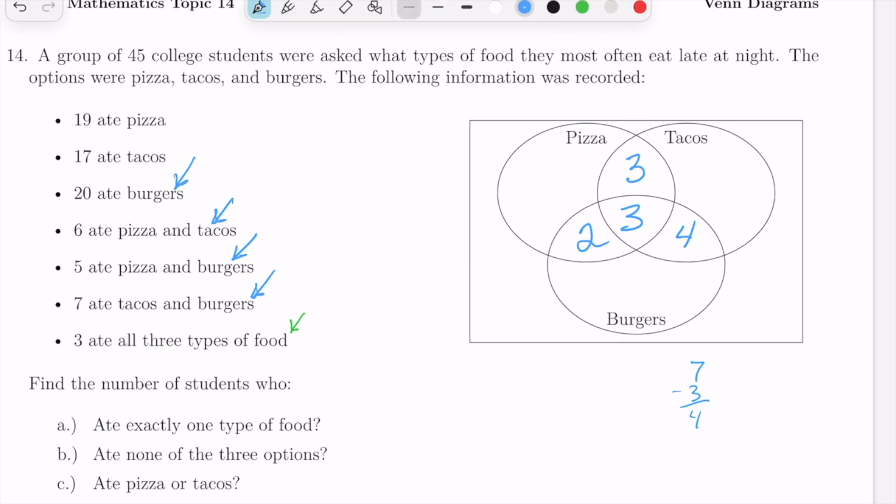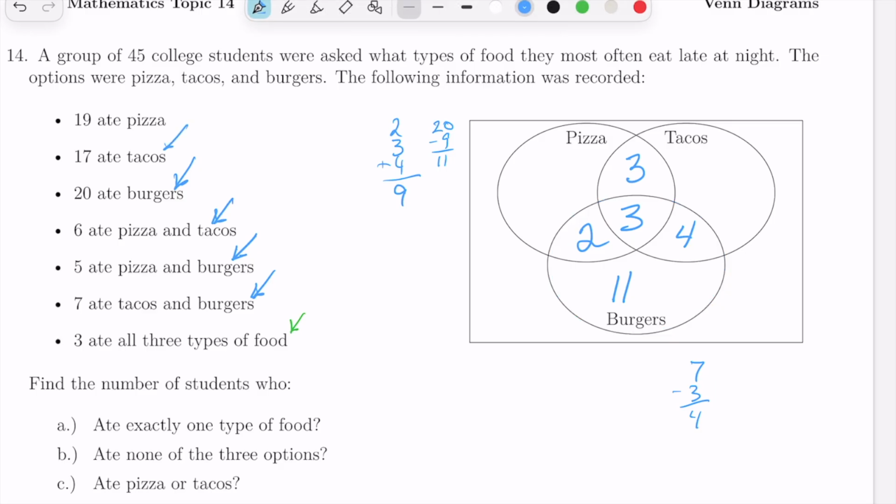20 people ate burgers, so this whole circle needs 20 people. Notice that I already have 9 people included in this. There's 9 people already in that burger circle. So that means I need 11 more. I'll just put an 11 there, and now I'm good.